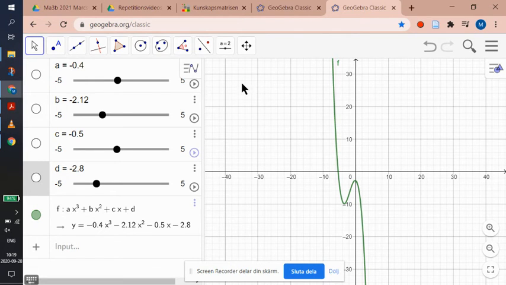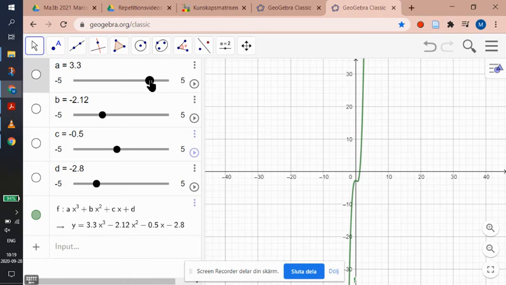What else can we say? Well, when the value of a is negative, then the graph will start up near the top left and end up near the bottom right. Whereas when the value of a is positive, then we get the opposite pattern. It will start near the bottom left and finish up near the top right.